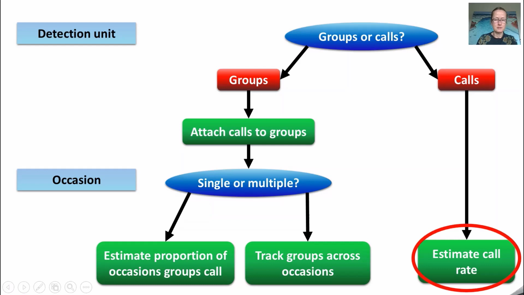This brings us to this corner of the decision tree for defining the detection unit. We've decided already that calls will be the detection unit, and now have to estimate call rate as the additional parameter. So we'll speak about estimating call rate here, but first we go through the process of building a capture history from field data.